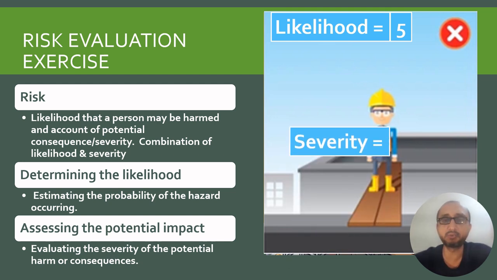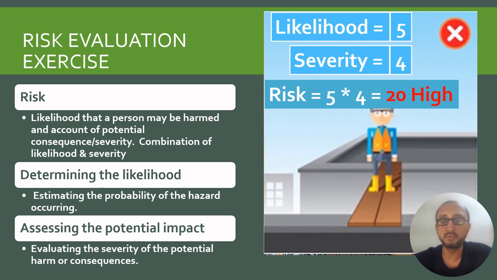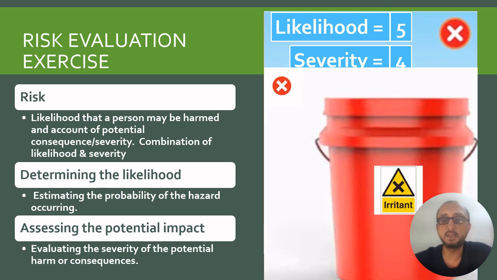So now what will be the severity? Significant or major, maybe broken bones or death. What will be the implications for the organization? Very significant or major, like compensation claims or legal consequences, or maybe the worker will go on long leave. So severity is 4. So the overall risk we rated as 20, which is very high.